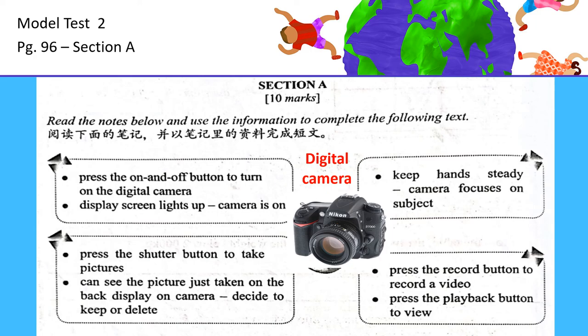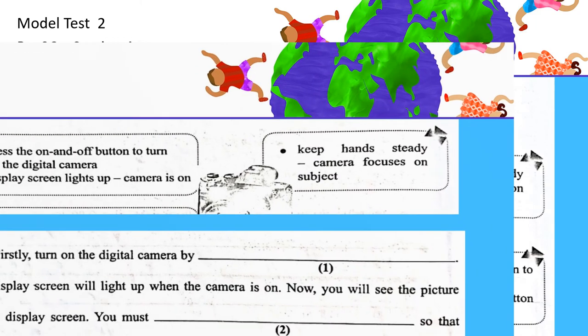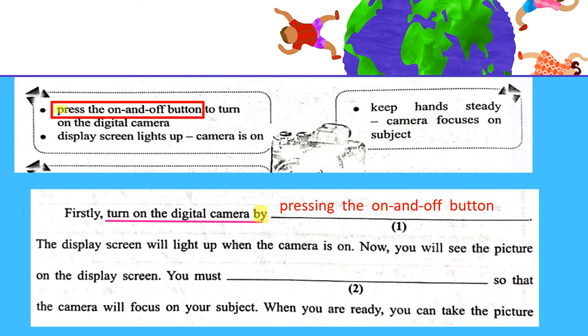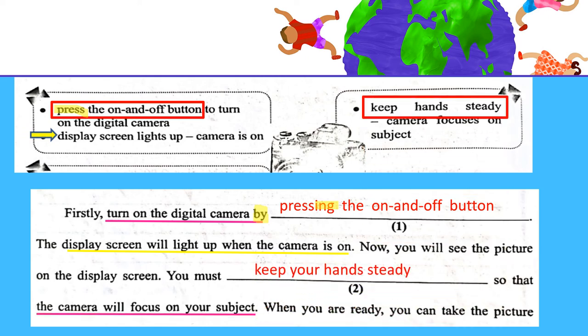This is about the digital camera. So what we should do is, firstly, turn on the digital camera by pressing the on and off button. But remember, because we use the word by here, the first word must have the ending ing, by pressing the on and off button. Okay, the second one, the display screen lights up, so you must keep your hand steady.